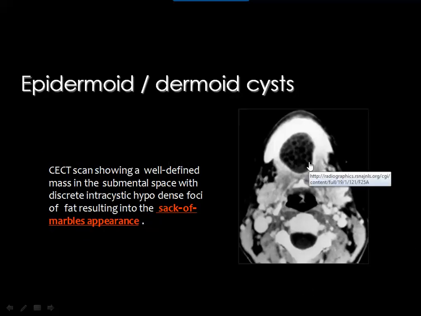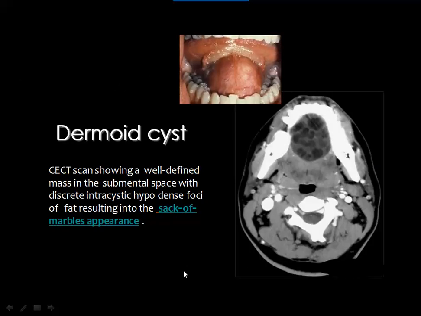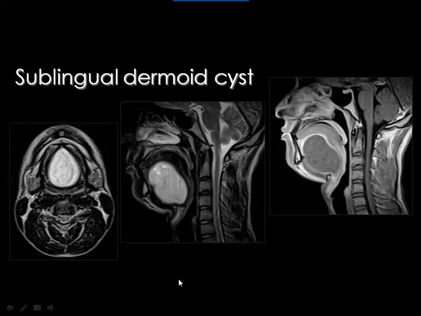And this is what we mean by the sack of marble sign. Here you can see too many fat globules entrapped within a big cyst containing fluid together with these fat globules. Then if you see the sack of marble sign, this is classic for the diagnosis of dermoid cyst of the mouth floor. The presence of fat is helpful to suggest the possibility of dermoid, but if you cannot see fat, the possibility of dermoid is still there.